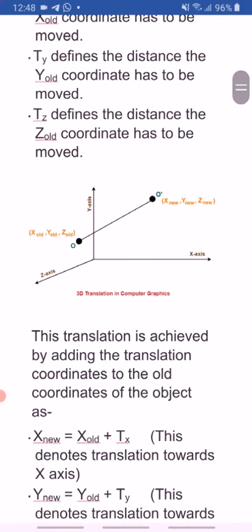So here is a graphical representation. Here is a point O which has coordinates x old, y old, z old, and we are moving that object from O to O dash. The coordinates of O dash is x new, y new, z new. So this is called a translation, moving an object from one point to another point.